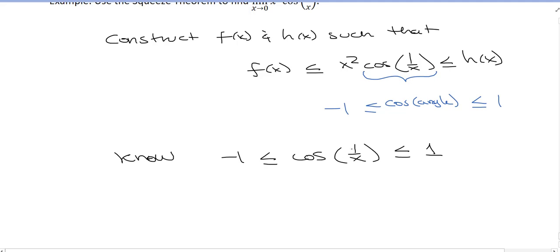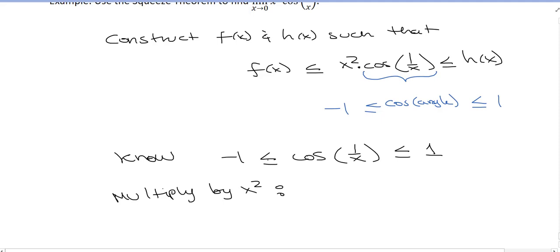And so now I can use this to start building and constructing my function. I already have cosine 1 over x here. So now I have that sandwich between -1 and 1, but my full function has an x squared attached to it. So it's x squared times cosine 1 over x. Now how do I get an x squared up front? Multiply everything by x squared. My x squared is positive. For any value of x, x squared is a positive number, so when I multiply it by an inequality, it does not affect my inequality symbols.